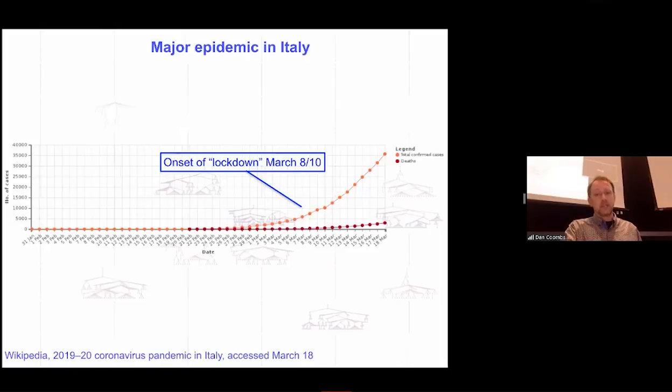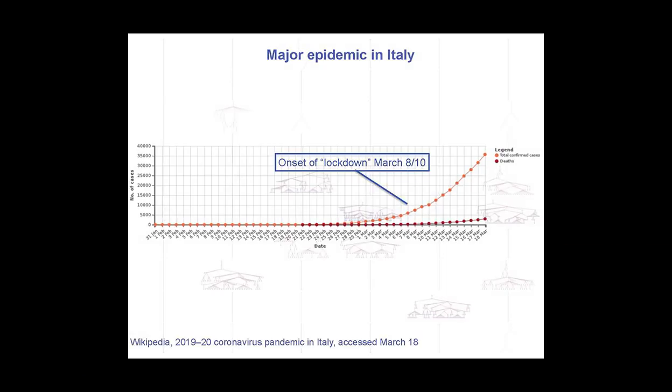There's been a major epidemic in Italy. On this one, I want to draw your attention to the onset of the lockdown. The orange curve there is the total confirmed cases showing exponential growth. The onset of the lockdown in the north of Italy was around March 8th, and then it became the whole of Italy on March 10th. So how long ago was that? That was essentially coming towards 2 weeks ago.